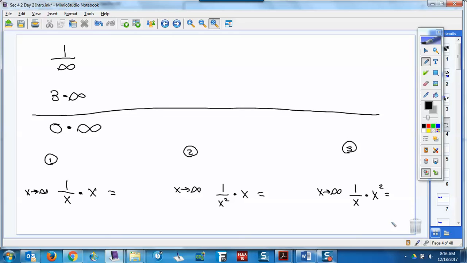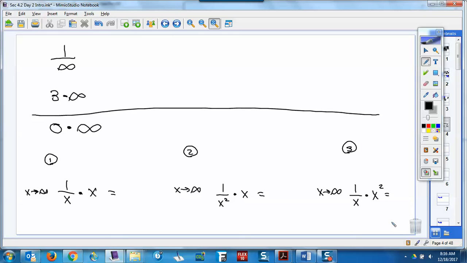So infinity is kind of strange. Matter of fact, if you would open your books to page 223, please. There's a good little table down there at the bottom.